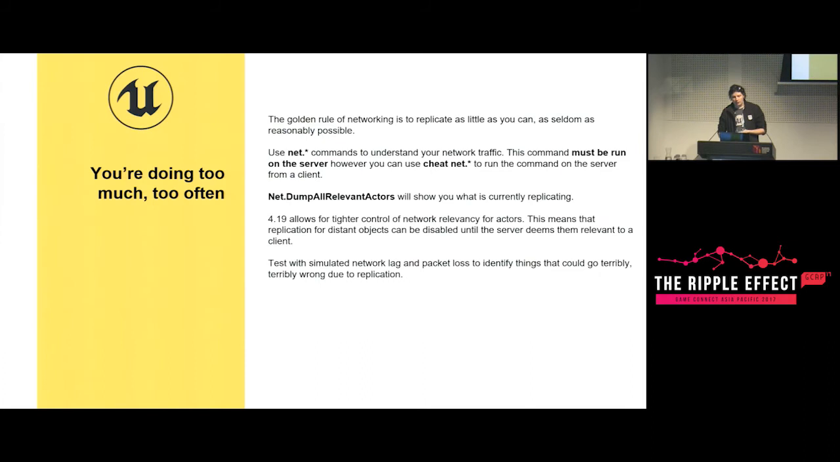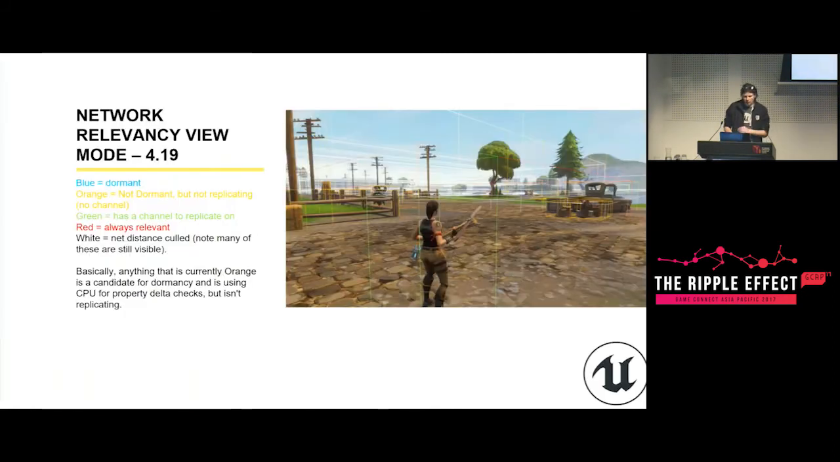The net dump relevant actors command shows you what's currently replicating, so that's a good heads up to get an idea of what's replicating, and you can look at it and say, do you actually need to be replicating, or has someone checked that one box because they wanted an effect playing one time? One of the new things that's coming in for 4.19 is network relevancy view mode. So this is quite nice.